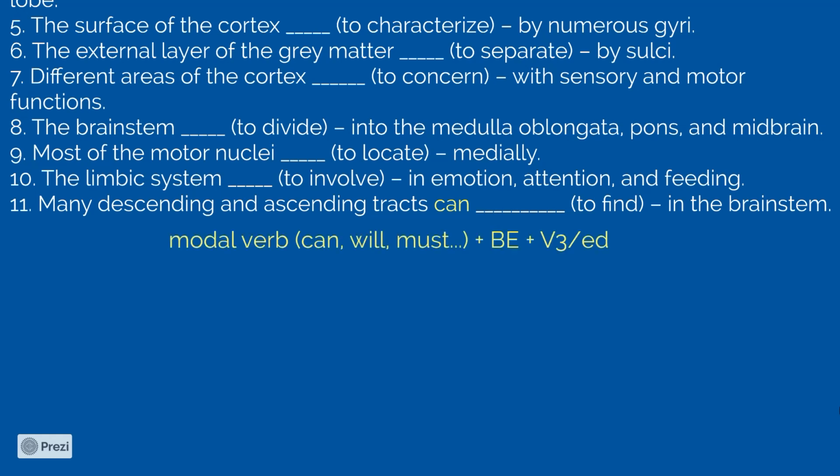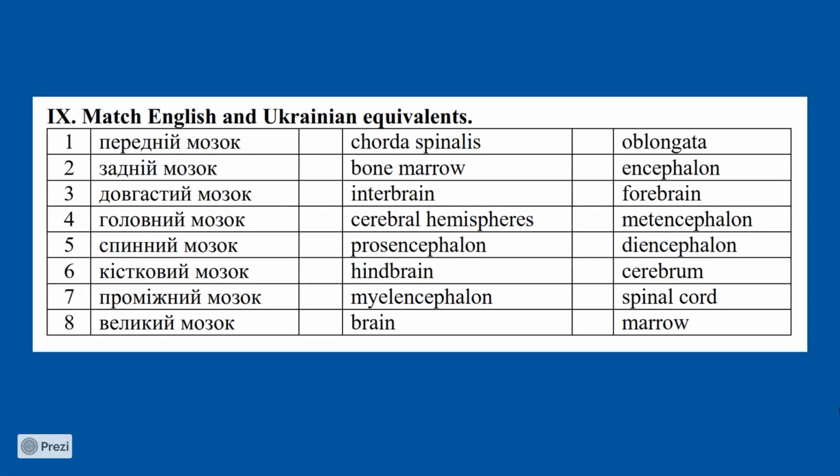After them, just add the verb be, not to be, plus the verb in the third form. For example, tracts can be found in the brainstem. We'll skip some exercises for the sake of time, as their tasks are pretty clear. In number 9, you have to match English and Ukrainian equivalents. 1 Ukrainian and 2 English.